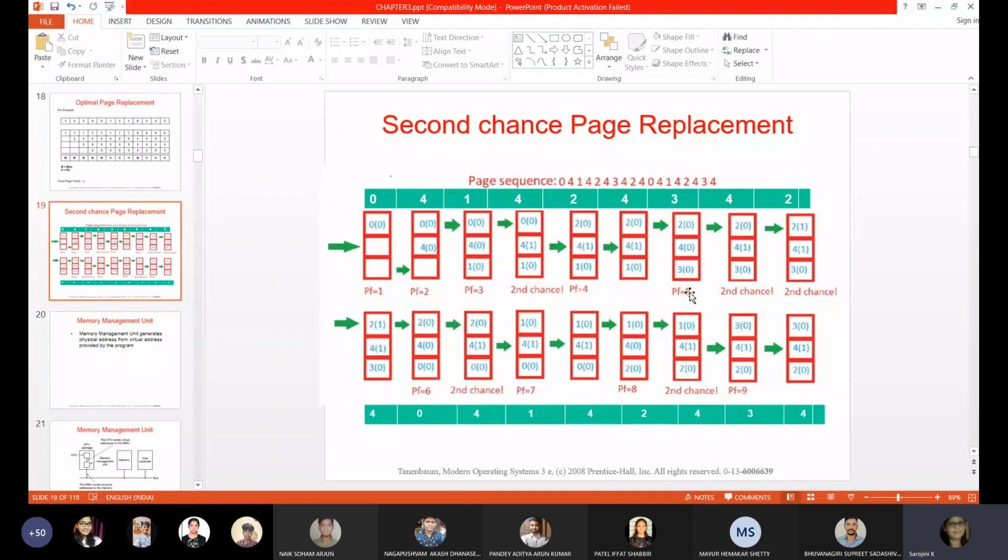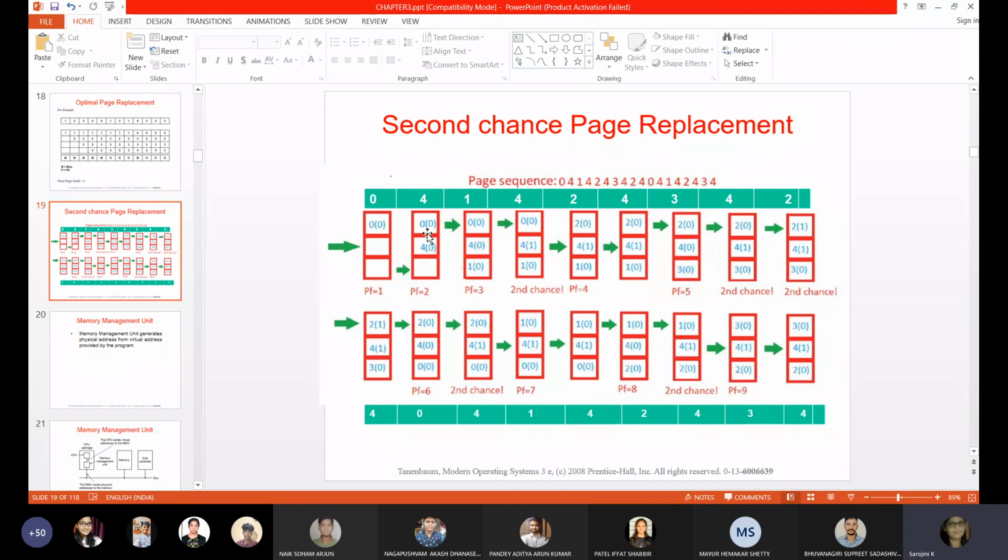This algorithm can also be called the clock replacement algorithm. Clock, C-L-O-C-K, clock. Here, some extra attributes are added. This is called the second chance page replacement algorithm. Nowadays, the simple clock page replacement algorithm is not used by any operating system. If an operating system uses a clock page replacement algorithm, it will use the second chance page replacement algorithm, which is a type of clock page replacement algorithm.